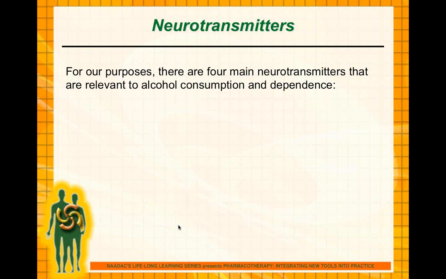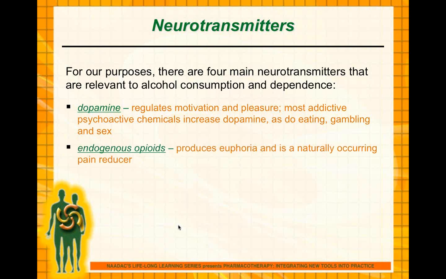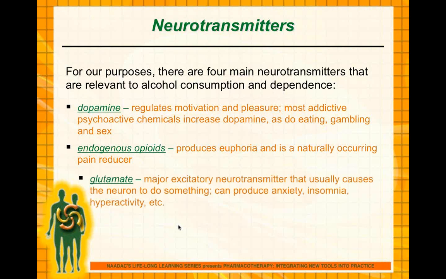For our purposes today, there are four main neurotransmitters relevant to alcohol consumption and dependence. I'm sure you're aware of this first one, dopamine, which regulates motivation and pleasure. It is attached to almost all psychoactive chemicals; they release dopamine, as do eating, gambling, and having sex. We also have opioids, naturally occurring pain reducers in our system, also known as endorphins, and they produce euphoria. So we're going to be dealing with dopamine and these opioids.